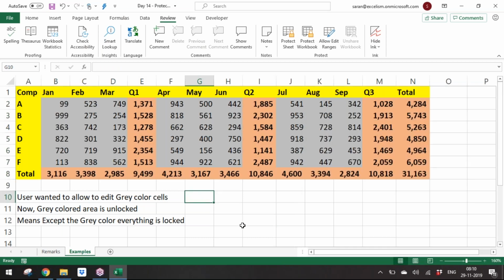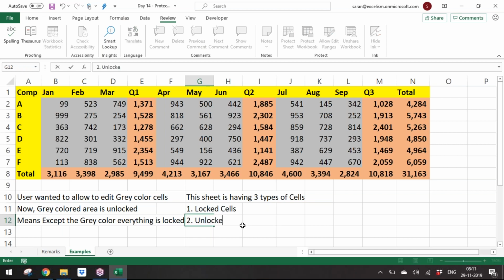Now how many types of cells is this sheet having? This sheet is having three types of cells. One is locked, the other one is unlocked, the other one is locked and hidden, right? Okay. This sheet is having three types of cells. Locked cells, second one, unlocked cells, third one, locked and hidden cells.